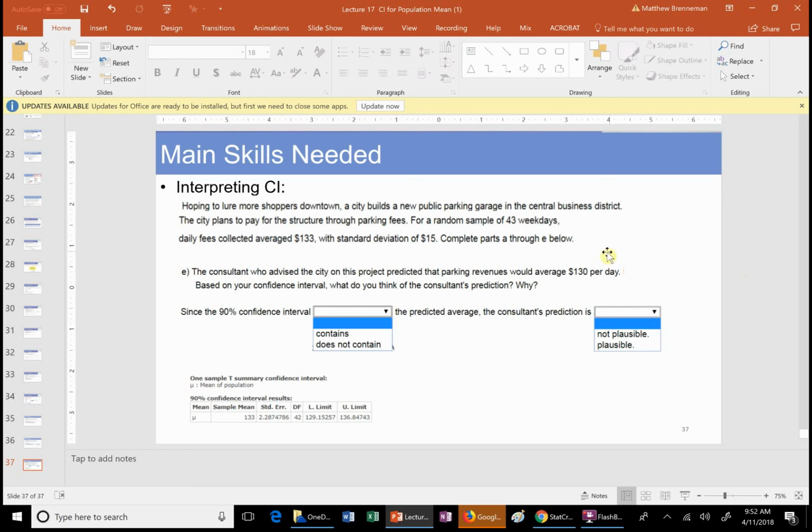Well, notice that he predicted the average would be one of the possible values that the average could be. In other words, we say that the population mean could be anywhere from 129.15 all the way up to 136.84, and his prediction falls in that interval. So since the 90% confidence interval contains his predicted average, the consultant's prediction is plausible. In other words, the data supports his prediction.